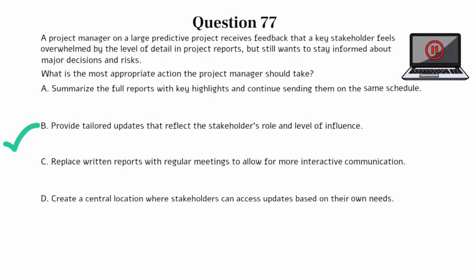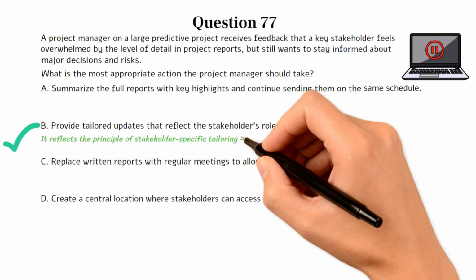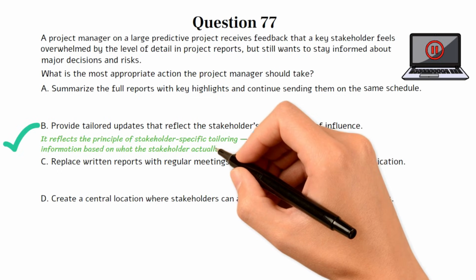This question tests your understanding of how to tailor communication in predictive environments. PMI emphasizes adjusting the level, format, and frequency of communication based on each stakeholder's role, interest, and influence. Choice B is the best option because it reflects the principle of stakeholder-specific tailoring, sending the right level of information based on what the stakeholder actually needs and can act on.